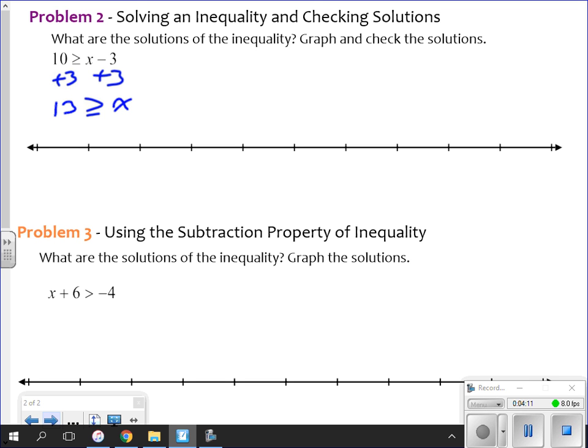Okay, I'm graphing in relationship to 13. I can put the 13 anywhere I want on there. I do not need to put a bunch of other numbers on there. Just put the 13, because that's the only number I really care about.